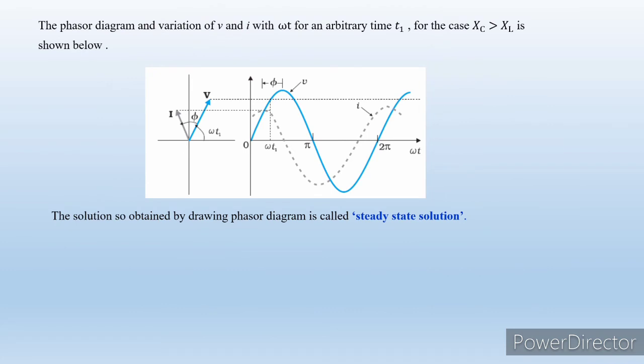The phasor diagram and variation of V and I with omega t for an arbitrary time t1 for the case XC greater than XL is shown below. In the left diagram, you can see that the phasor I is ahead of the phasor V by a phase angle phi. And in the right side graph, you can see that the voltage V is represented by the bluish curve and the current is represented by the dotted gray curve. The solution so obtained by drawing the phasor diagram is called as steady state solution.